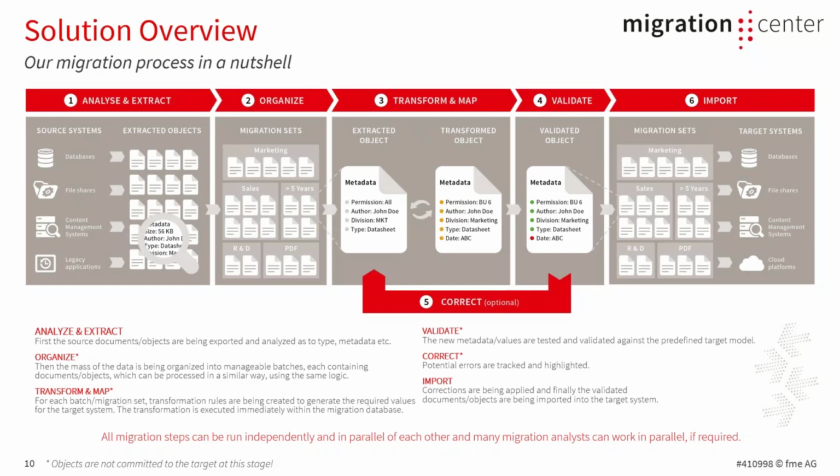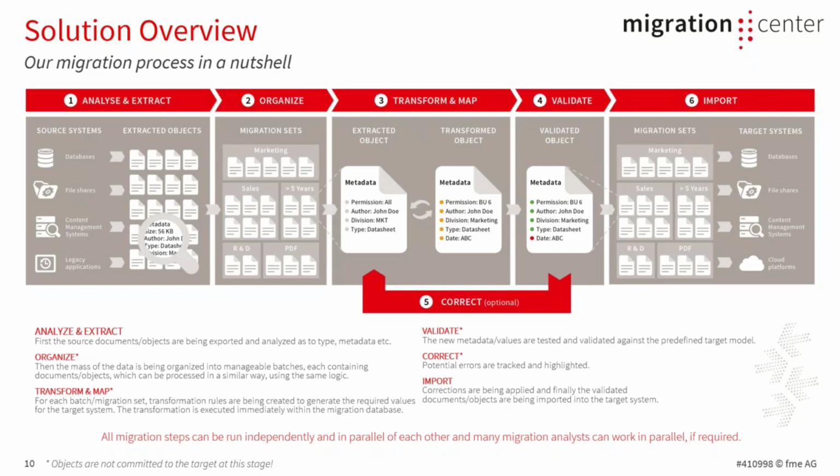So it's really easy to fix that issue. You can just go into the correction loop and correct this value, for example, manually, or simply change your transformation rules and set default values or system dates, or try to extract the date from some other values like folder paths or document names and things like that. And finally, if all the documents are validated, the last step will be the import.